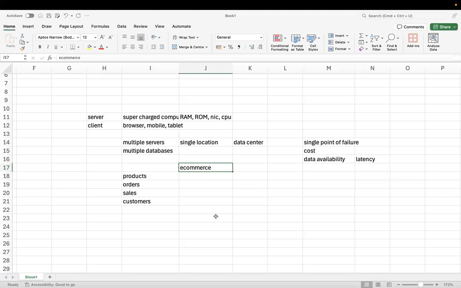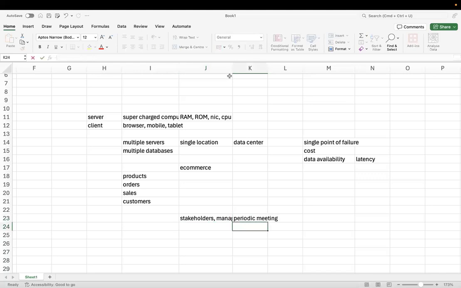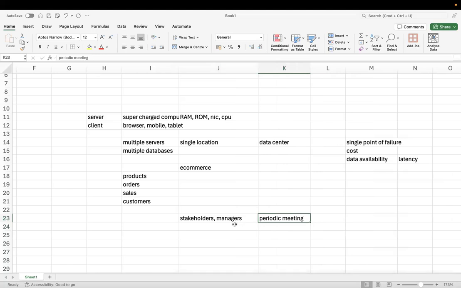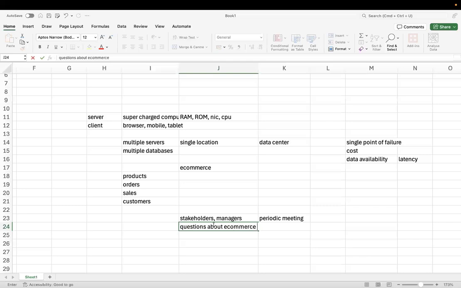So all of the stakeholders and managers are going to have a periodic meeting about how their product is going in the market and how they can improve. They will also try to compare their profits from the previous month or previous quarter, something like that, right? So they are going to have questions about their e-commerce platform, right?